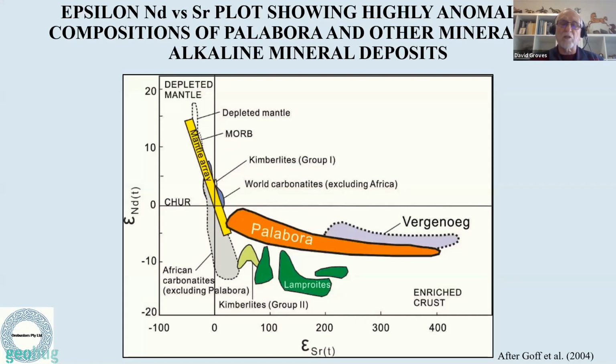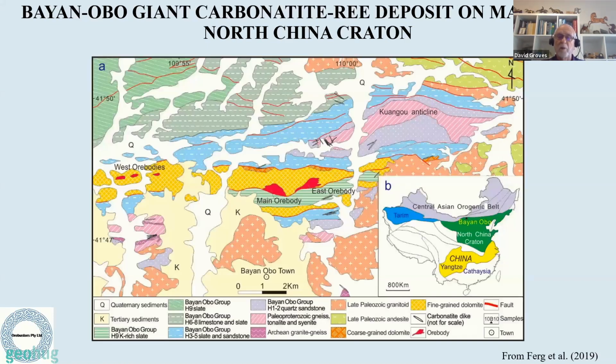But that trend, I'll show this for Bayan-Obo. Bayan-Obo sits on the edge of the North China Craton. It's obviously the largest rare earth deposit in the world, carbonatite associated. One of the reasons that China dominates the rare earth element market.